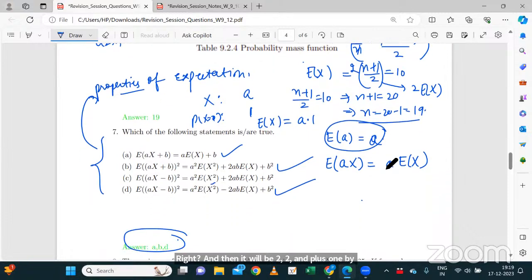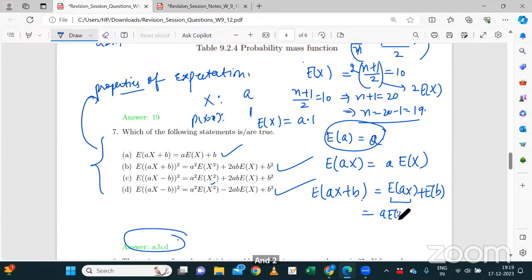Okay. Now, what about expectation of aX plus b? I can simply write expectation of aX plus expectation of b. And we know expectation of aX is nothing but a times expectation of X, and expectation of a constant is nothing but that constant, right?